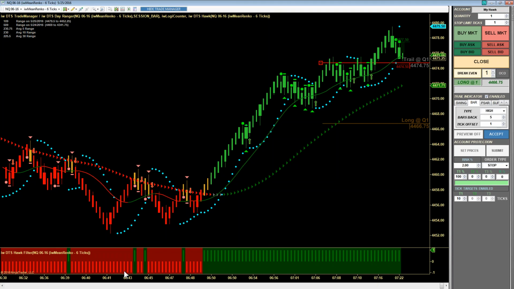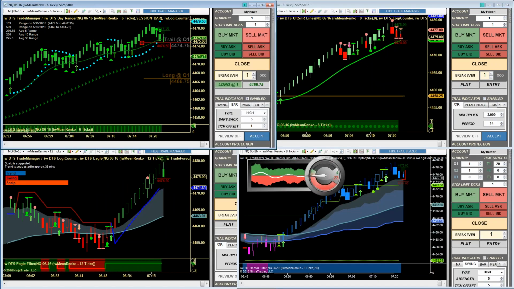As we are just about to get tagged here on this nice little rally up from the first micro macro cross signal on the Hawk. Certainly is a slower day than yesterday. All right, I'm going to put that up on the shelf.